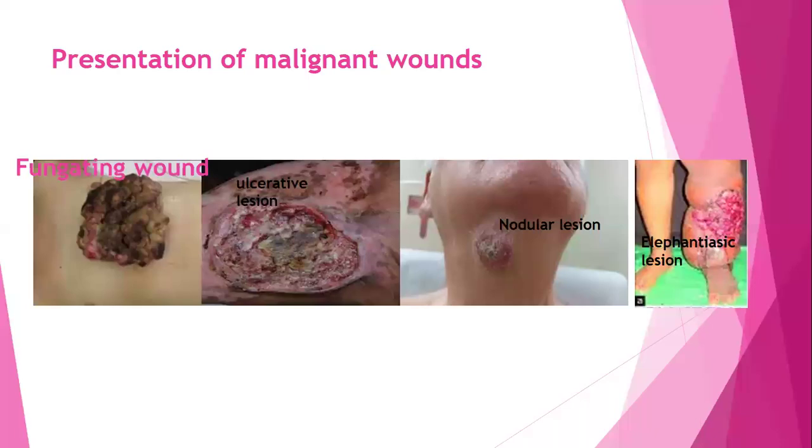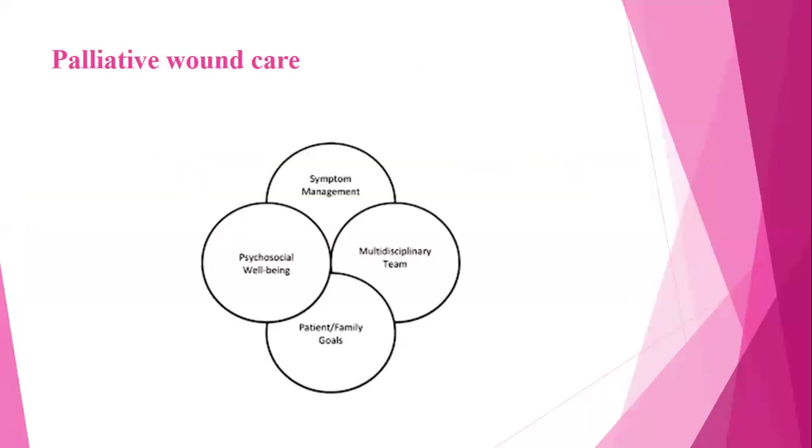The most important one is healing of the wound. If you are not healing the wound, you are maintaining the wound. And if you're not maintaining the wound, you are giving palliative care. And for most of the malignant wounds, what we do is palliative care. When it comes to palliative care, we manage the symptoms. We use a multidisciplinary team.